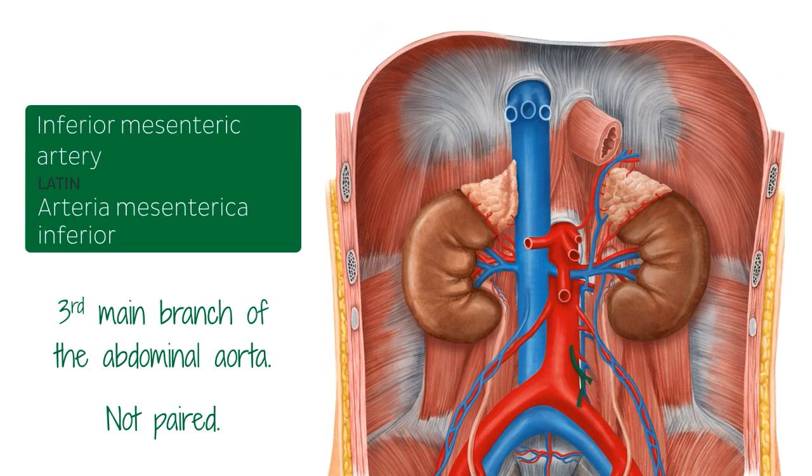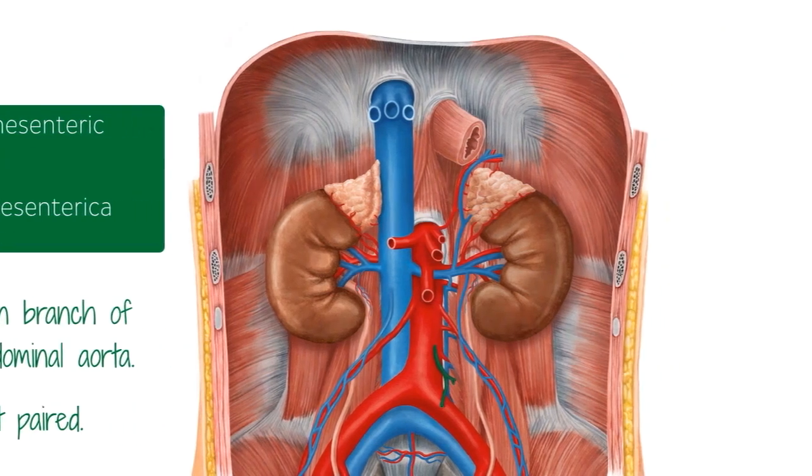Now, this artery gives off the left colic artery, several sigmoid branches, and the superior rectal artery. We will be covering a lot more detail on a separate tutorial where we're going to be covering this artery in a little bit more detail.